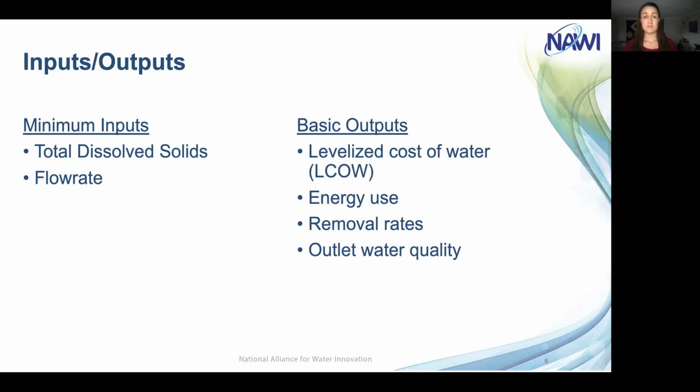So then there's also the energy used in kilowatt hours, or the total energy cost based on the electricity rates where the facility is located. There's also removal rates and outlet water quality. And all of these output values are calculated on an entire train basis, as well as broken down by each unit process. And this tool is being developed for use by policymakers, planners, researchers, and interested members of the public, really anyone, and it'll be free and open source.